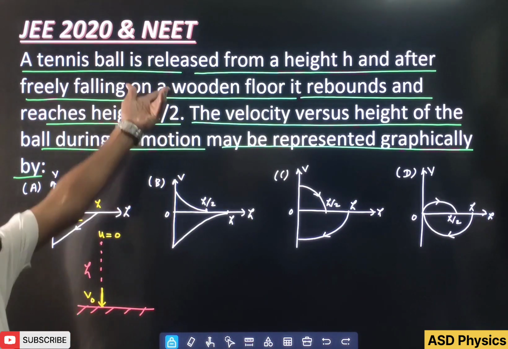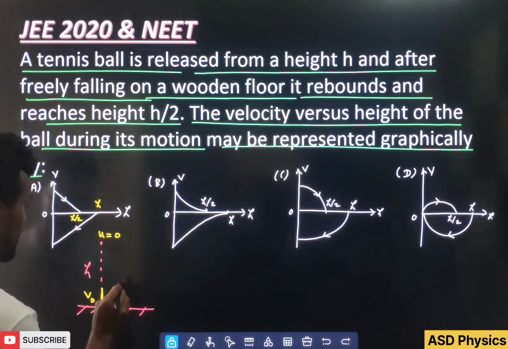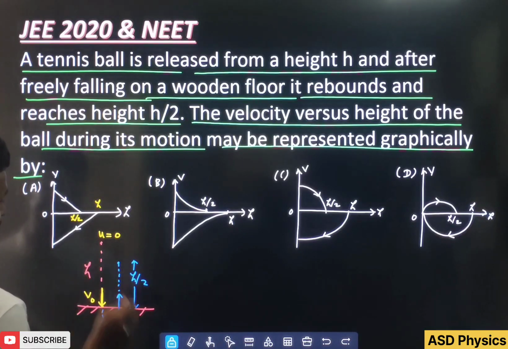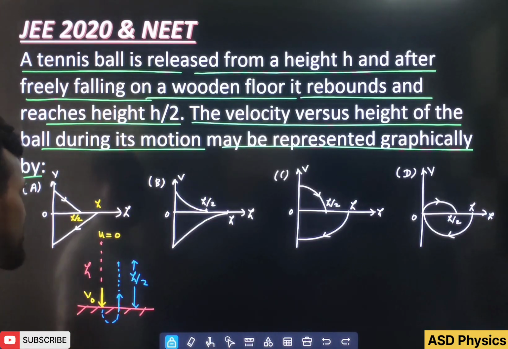Okay, released, that means drop here. After that, what is happening here? It will, just for representation purposes, again have some velocity. And how much height is it going up to, students? It is just going to height h by 2 here. Remember that here velocity and height are involved.